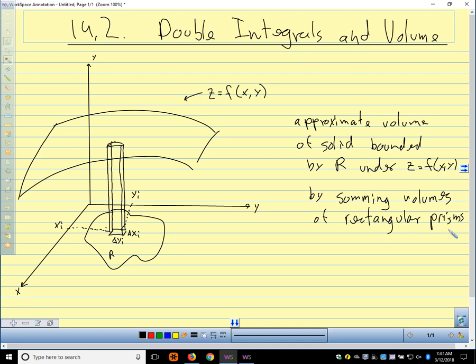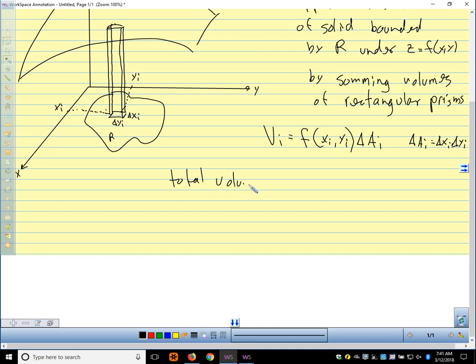The area of the base of this prism is delta x sub i, delta y sub i, and the height is f of x sub i, y sub i. So the volume of one prism, V sub i, is f of x sub i, y sub i, times delta A sub i, where delta A sub i equals delta x sub i, delta y sub i. And the total volume is approximately the sum, i equals 1 to n, of all of these volumes of these prisms, where n is the number of prisms that we divided into.